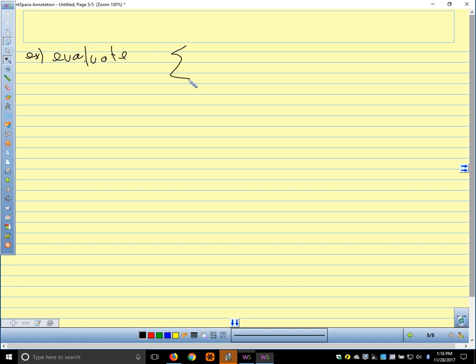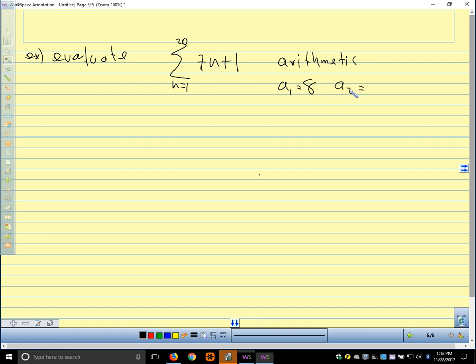So we want to evaluate the sum, n equals 1 to 20, of 7n plus 1. The first thing we want to do before we use our formula is decide, is this arithmetic? So let's look at a couple of terms. A sub 1 is 7 times 1 plus 1, which is 8. A sub 2 is 7 times 2 plus 1, so that would be 15. A sub 3, 7 times 3, 21, plus 1, 22. Is that arithmetic? Yes, d equals 7. So the answer to arithmetic is yes.